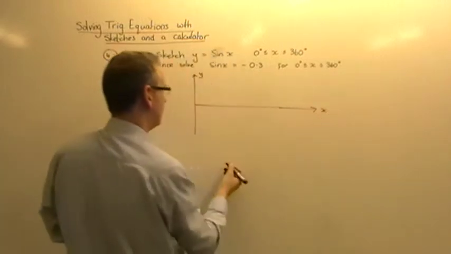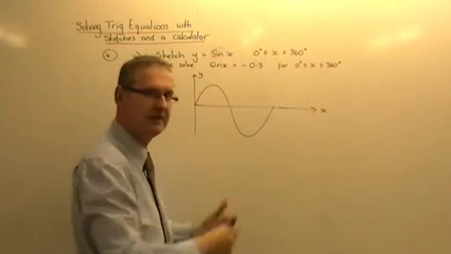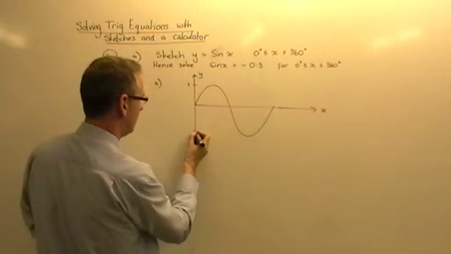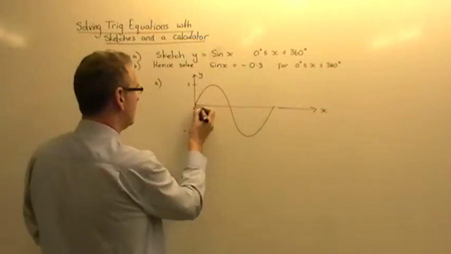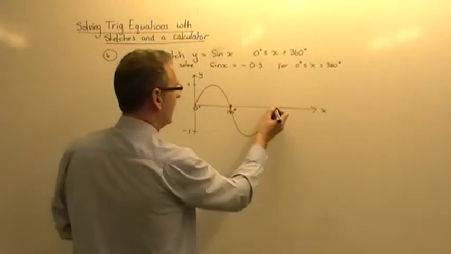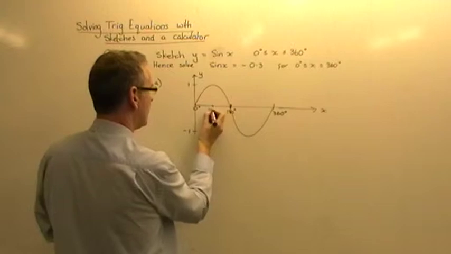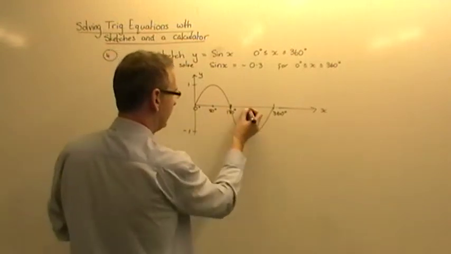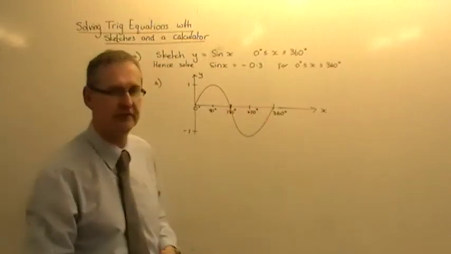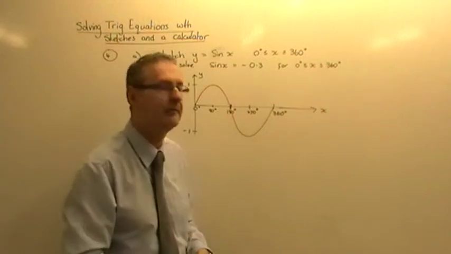Remember, you do the basic curve first, there it is, and you put the values on the axes in afterwards for your sketch. So that's 1, that's minus 1, that's 0 degrees, that's 180 degrees there, that's 360 degrees. It will also help you if you mark in that central point 90 and the trough is at 270. So there's your basic sketch of y equals sine x. You've done part A, you get 2 marks or whatever for that part.